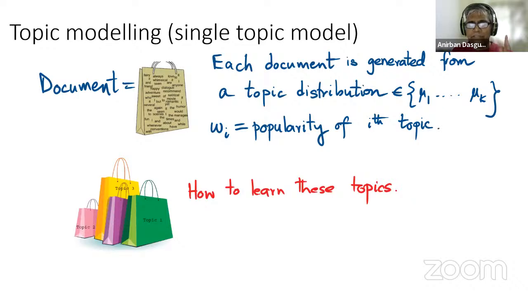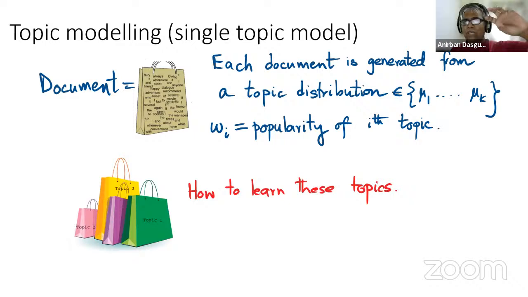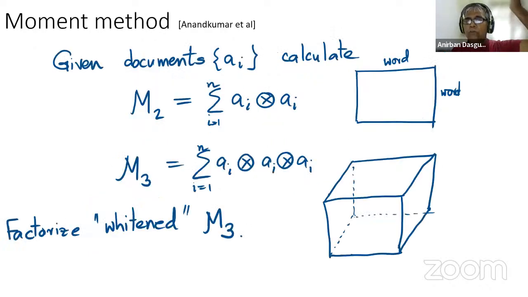So here's a brief overview of document modeling. Suppose I had a document where each document is modeled as being generated from a topic distribution, mu1, mu2, up to mu k. So think about each mu(i) as the mean of the corresponding probability distribution, and wi is the probability of the ith topic. So think about every document as basically a vector over the set of terms. So how do I want to learn the topics mu1, mu2, up to mu k, because each mu(i) is really a probability distribution over all the words?